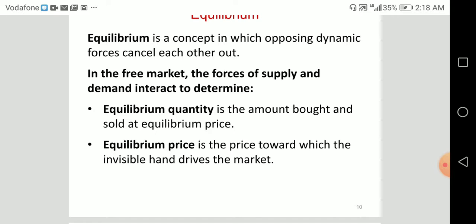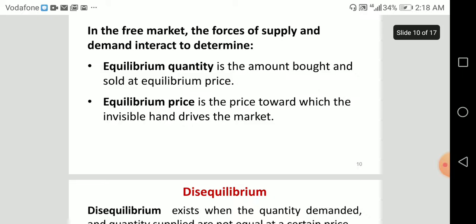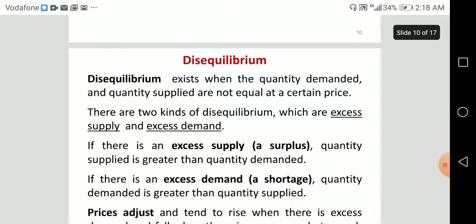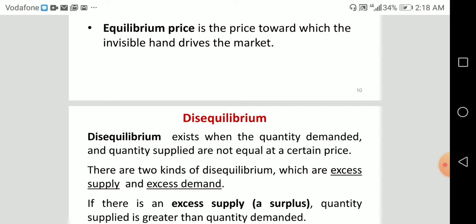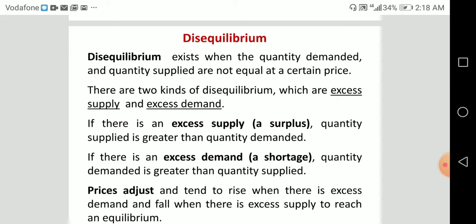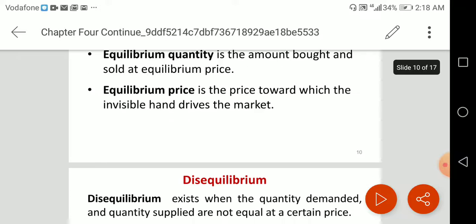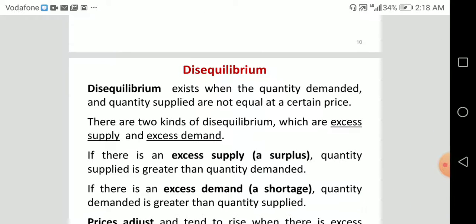So this is what I'm talking about. What invisible hand drives the market? This is the price. Let's see together. If we have something called equilibrium, there must be something called disequilibrium. So what's disequilibrium?